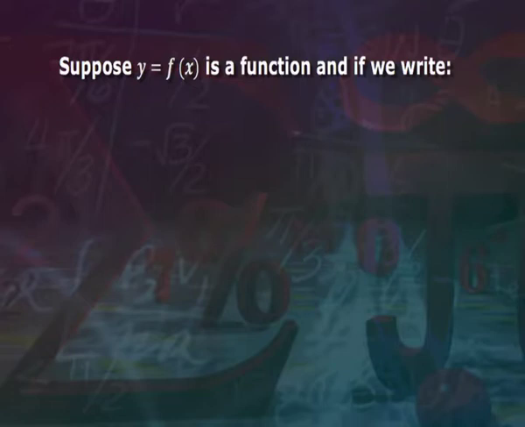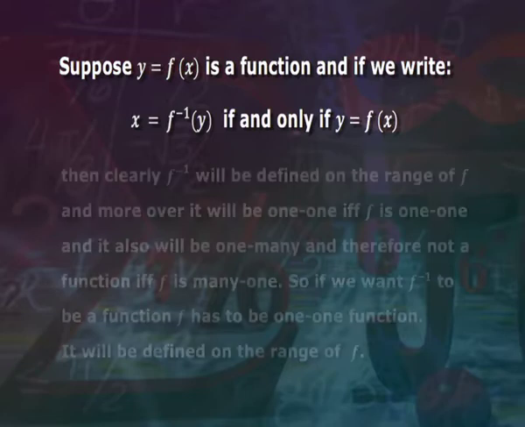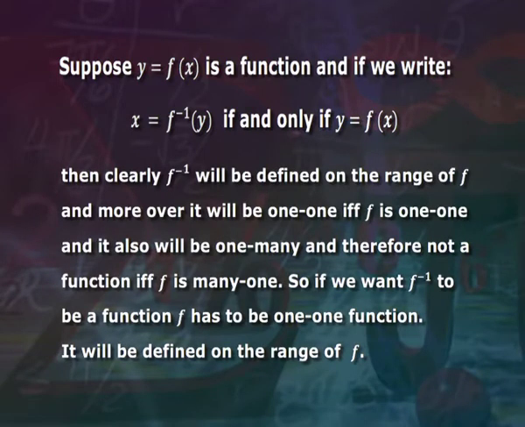Inverse function. Suppose y equal to f(x) is a function, and if we write x equal to f inverse of y if and only if y equal to f(x), then clearly f inverse will be defined on the range of f, and moreover it will be 1-1 if and only if f is 1-1, and it will also be 1-many and therefore not a function if and only if f is many-1.